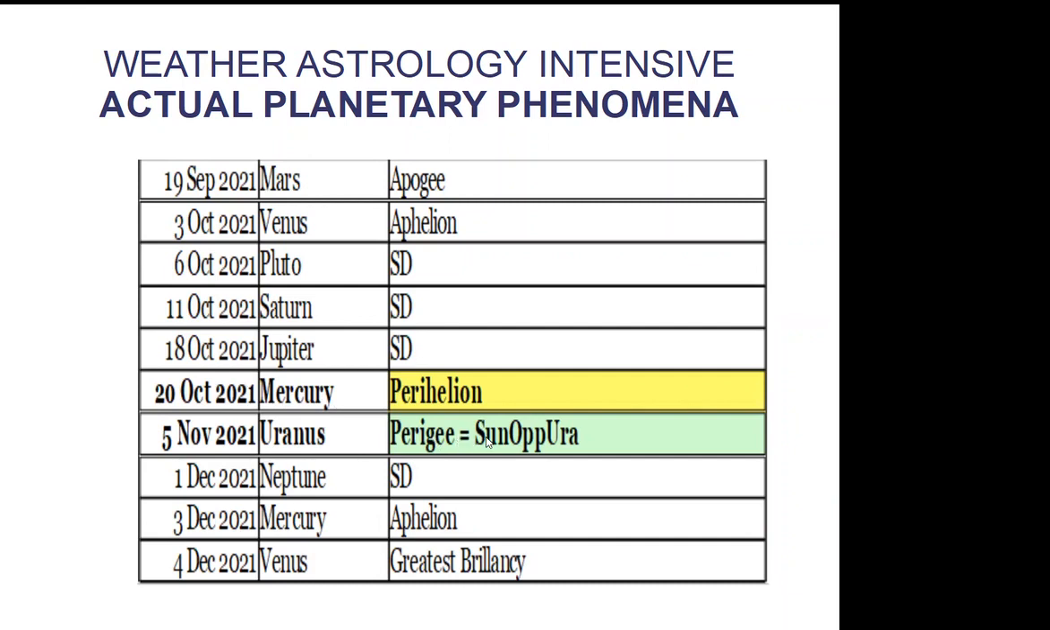Now the perigee is when you do an opposition. So when Uranus is opposite Sun, then it is in perigee to Earth. So that's how you figure that one out. Yeah, that's November. December, we've got Neptune stationary direct, Mercury at aphelion, and Venus at greatest brilliancy. I don't know what greatest brilliancy is, but I popped it in because Venus is a very beautiful planet in the night sky.